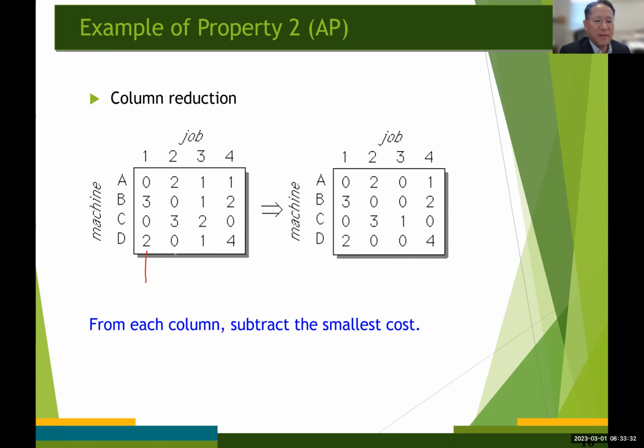So here, the first, second, and fourth column already have 0 values in them, right? So 0 would be the smallest cost in columns number 1, 2, and 4. So after the column reduction, the first, second, and fourth column remain the same, okay? And in this case, only column number 3 lacks a 0. So only column number 3 is reduced after the column reduction. Is that right?